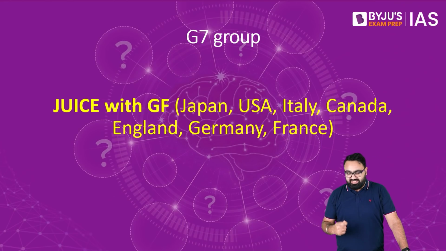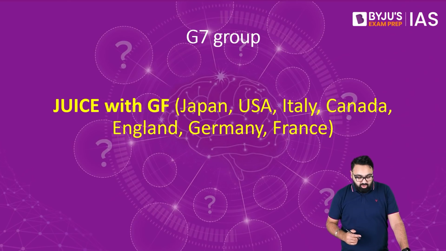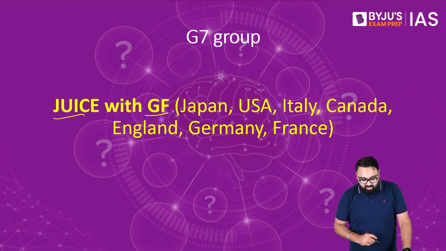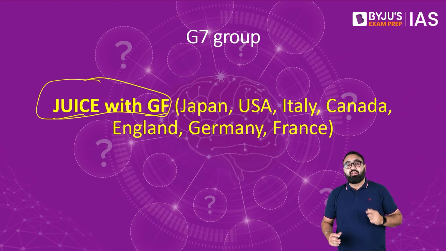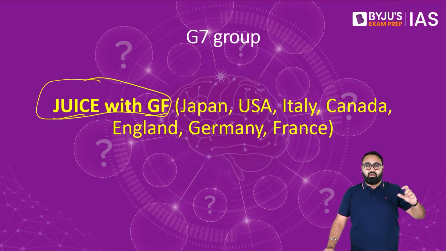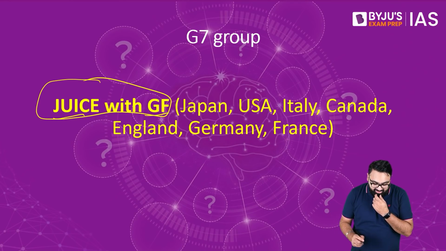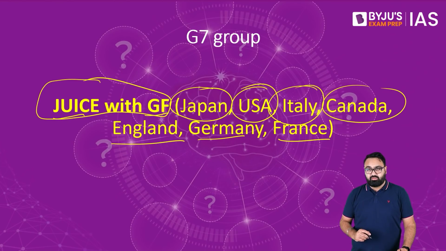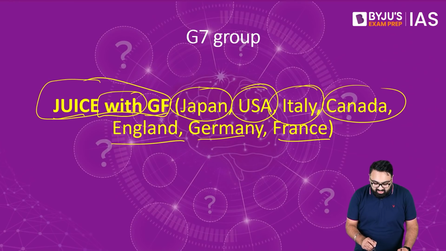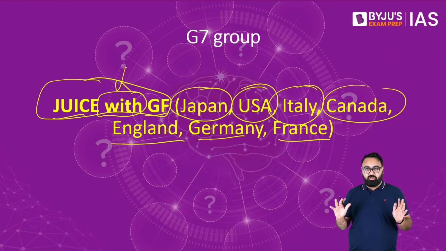First, let's start with the G7, the group of 7 powerful nations in the world. For this, you just have to remember JU'S with GF. Now, whatever tricks I'm telling you, you have to focus on the capital letters. The capital letters are the ones that are indicating to you the initial letter of a member country. So, JU'S with GF signifies Japan, US, Italy, Canada, England, Germany, and France. Again, because with is written here in small letters, it does not signify any country. So make sure that you focus on the capital letters only.